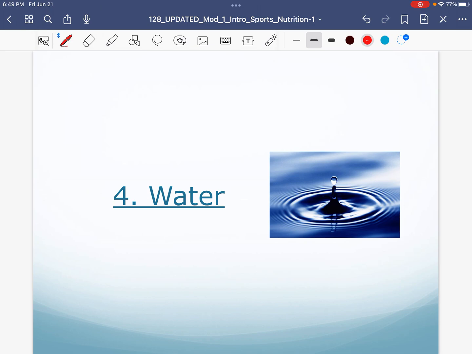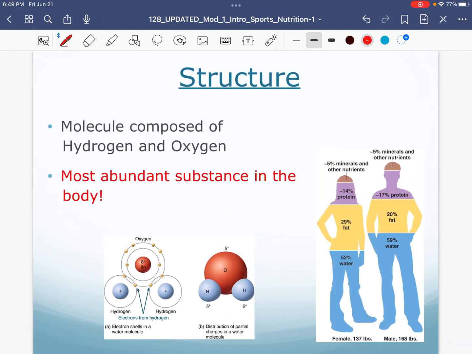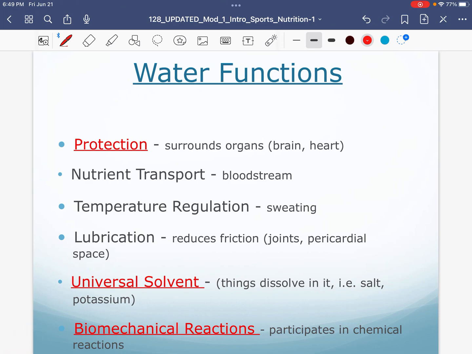Our last macronutrient is water. So again, our macronutrients, what we need more of in our diet: carbs, fat, protein, and now we're on water. We have a lot of water. You don't need to know the percentages. Just know we have a lot of it. I've underlined some functions I'd like you to know. Protection. There's a layer of water around our brain to help cushion it. There's a thin film of water around our heart to reduce friction.